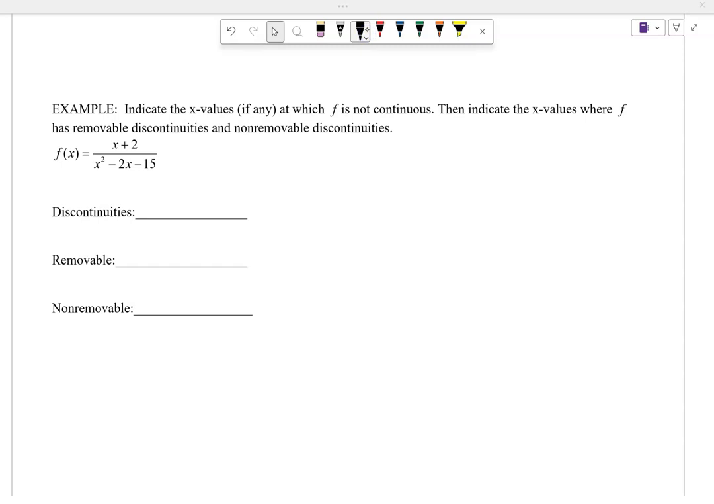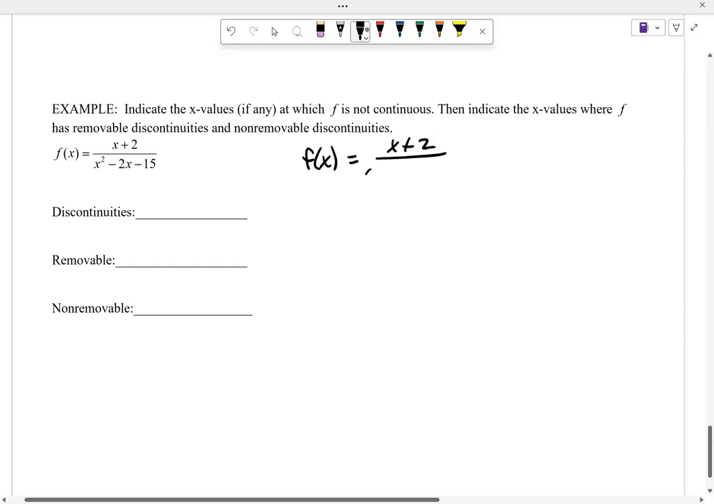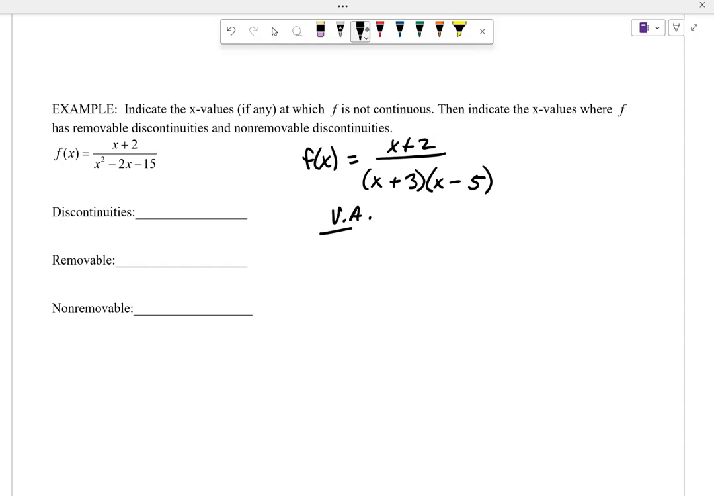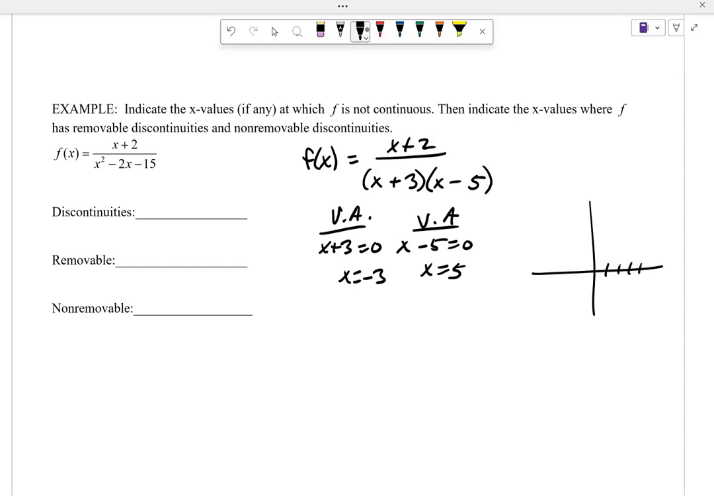Well, like the previous example, we want to go ahead and factor this rational function and see if any factors cancel. Because if a factor cancels, I'm going to have a hole. So it looks like I'll have an x minus 5 and an x plus 3. It looks like nothing cancels, so I actually have vertical asymptotes at both of these spots. So at x equaling 5 and x equaling negative 3. So those will be discontinuities there. I'd have a horizontal asymptote y equals 0.